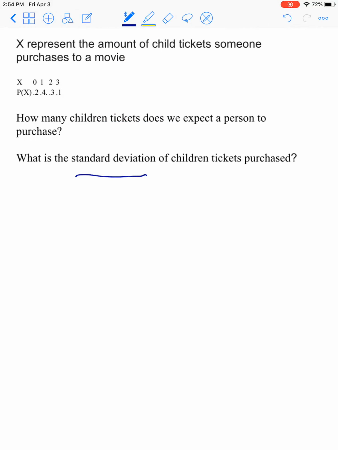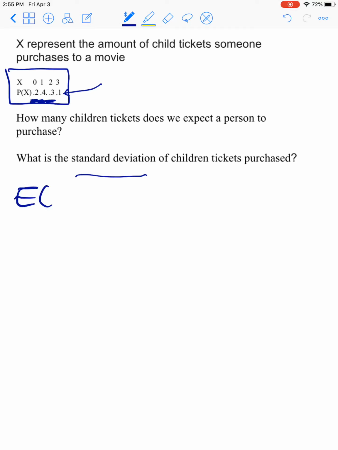So first, let's do a little recap. Let X represent the amount of child tickets someone purchases to a movie. So here I have a probability distribution. Once again, this is just going to tell you how the probability is being distributed to each one of these values that X takes on. In other words, 20% of the time, a person is going to purchase no child tickets. 40% of the time, they're going to purchase one child ticket. 30% of the time, they're going to purchase two children tickets, and so on.